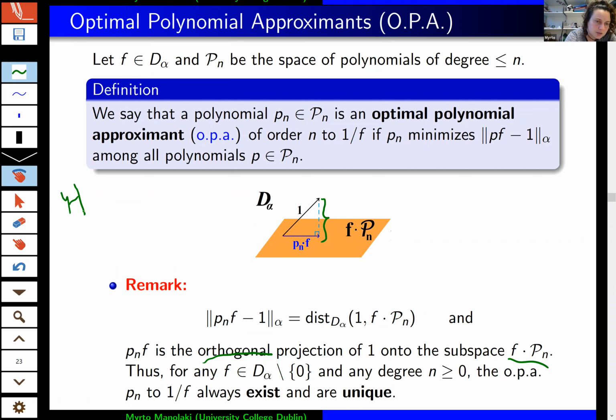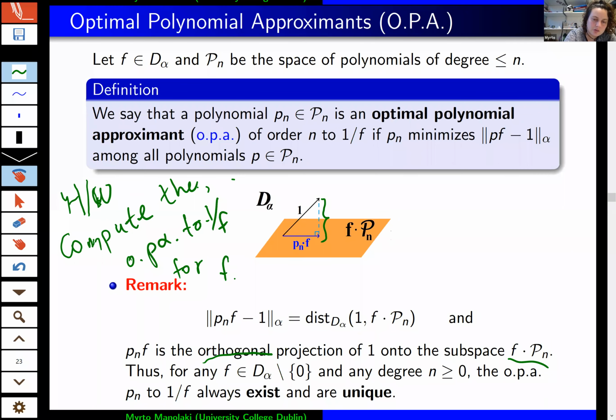So I can give you some homework, because that's what we give to students. Compute the optimal approximants to 1 over f for f of z equal to 1 minus z, and the space to be the Hardy space. Basically, you have to show that these are not the Taylor approximants of 1 over f, because if you take 1 over f, it's the function 1 over 1 minus z, and you know how to write the Taylor sums.